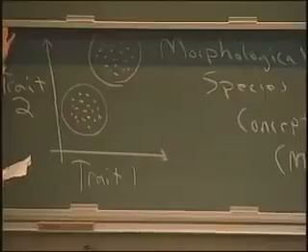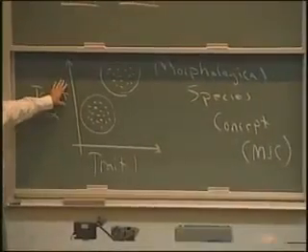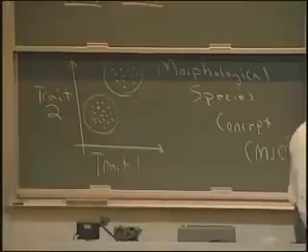So that is the morphological species concept. It's a great system for many species. It's one that is pretty useful in most cases, and historically, this is the system that was used. But there are some problems associated with it, or some difficulties.